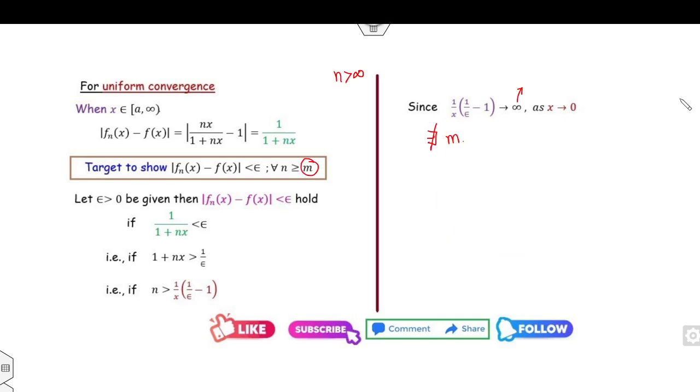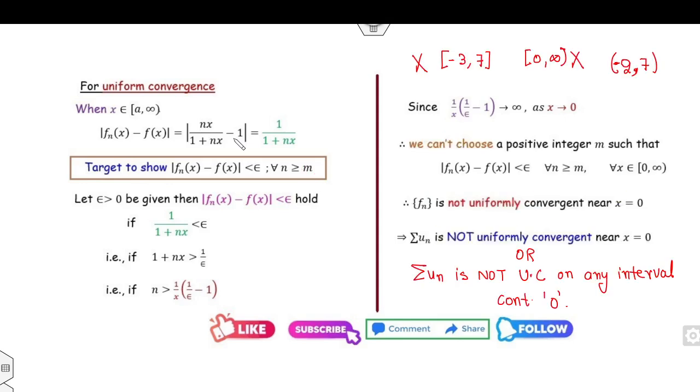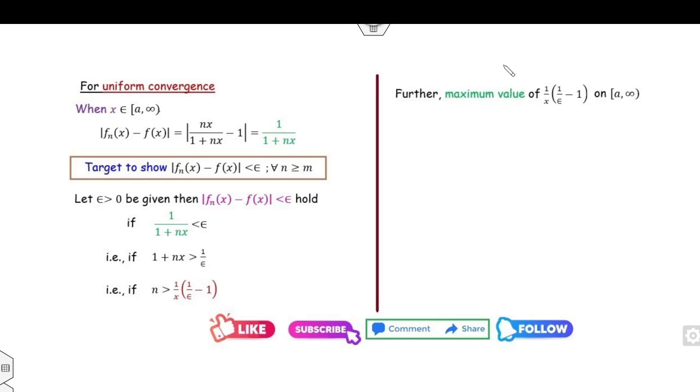That's why in the given statement, if you look closely, it is strictly a greater than 0. Now the second case here, your target is to find the maximum value. How can you find the maximum value of this? Your target is to find the maximum value of this number. Clearly, this number is my constant.